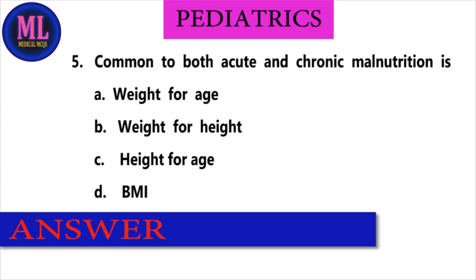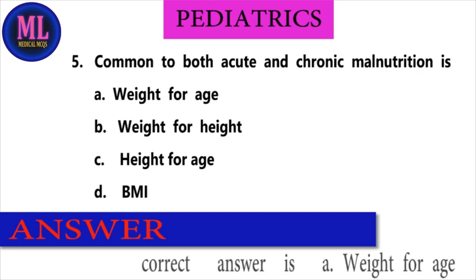5. Common to both acute and chronic malnutrition is A. Weight for age, B. Weight for height, C. Height for age, D. BMI. Correct answer is A. Weight for age.